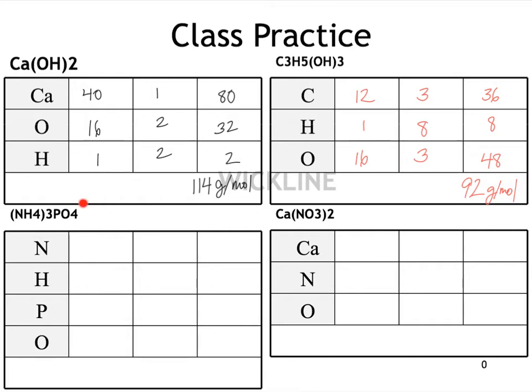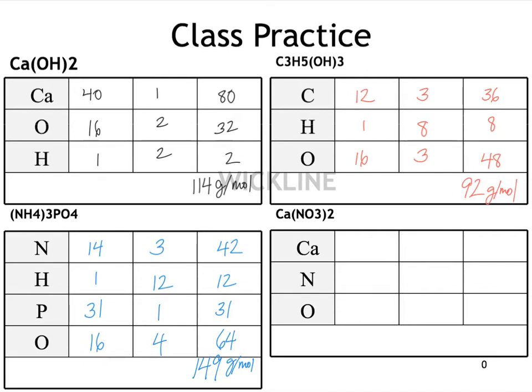Okay, next up is this ammonium and phosphate compound, ammonium phosphate. For this one, I got 149 grams per mole, and I noticed there were several tricky areas. There were 3 ammoniums, so that would give me 3 nitrogens and 12 hydrogens. But then the phosphate had a subscript as well, but it only goes for the oxygen, not for the phosphorus. So I only had 1 phosphorus and 4 oxygens. So I got 149 grams per mole.